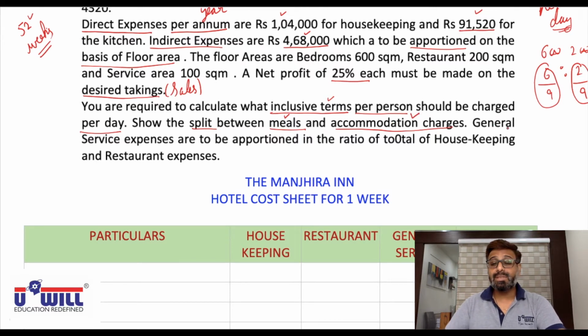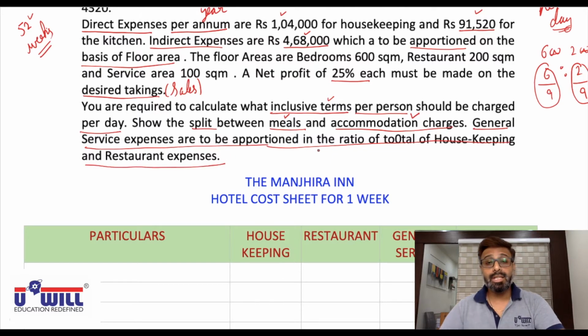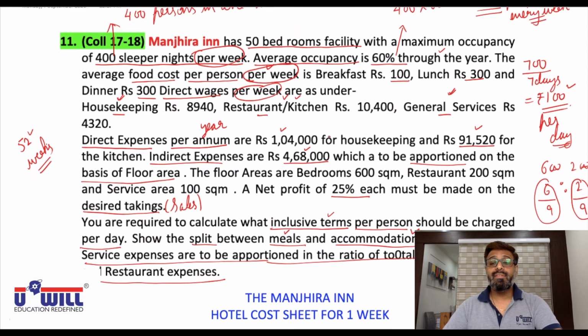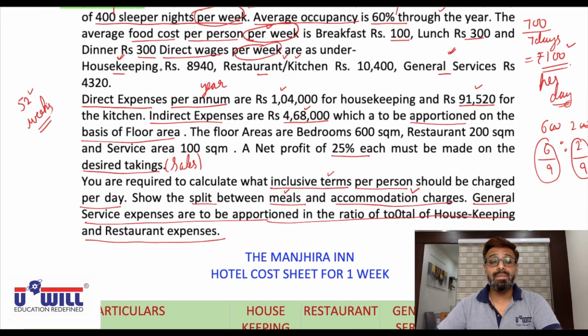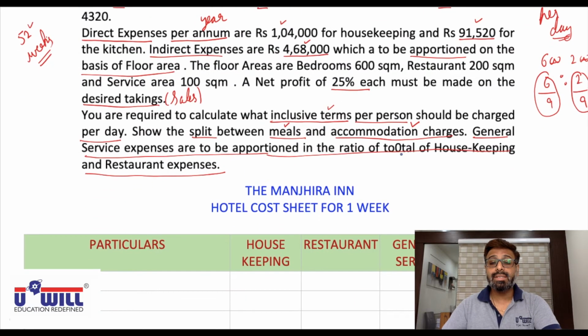General service expenses are to be apportioned in the ratio of total of housekeeping and restaurant expenses. This also we had in the last lecture. Finally, we can recover the money from customers only for rooms and food. So general service expenses will also be transferred to housekeeping, that is rooms, and restaurant, that is food. Now, general service expenses, how will you transfer to these two departments? In the ratio of total of housekeeping and restaurant expenses.